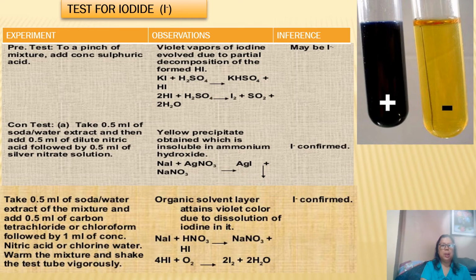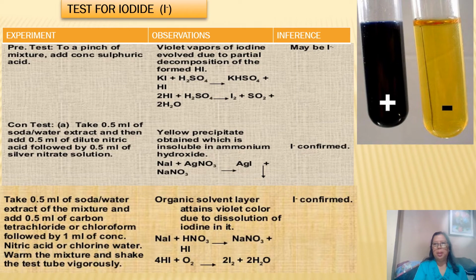Or upon the addition of nitric acid or chlorine water, and then warm the mixture. After warming the mixture, the addition of carbon tetrachloride will lead to the formation of violet color. So the sample added with carbon tetrachloride when heated gently will confirm whether that substance is positive or negative for iodine.